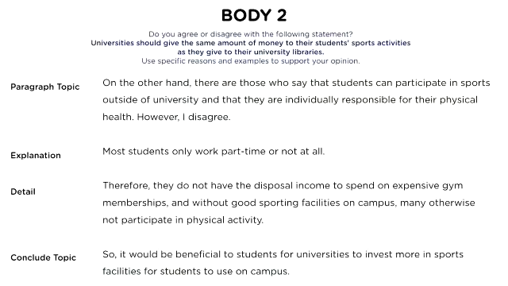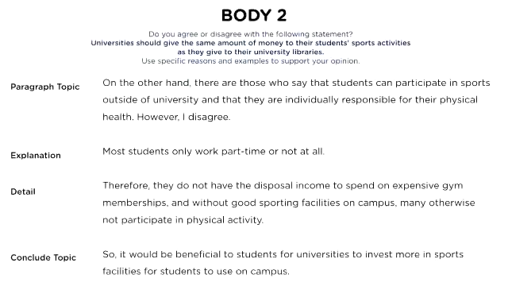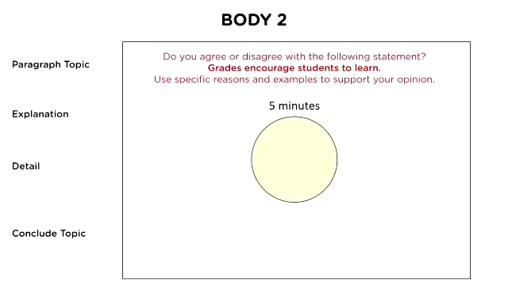I start with my topic, I explain it, I give some more detailed information, and then I come back to my topic again in my conclusion sentence. Okay, it's your turn to have a go at writing your second body paragraph using the same structure. Now, you might want to do what I did with my first body paragraph, which was start with the opposite opinion and then say that you disagree. Okay, and then go on to explain why. So here you go, 5 minutes.